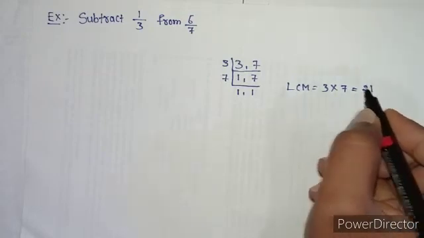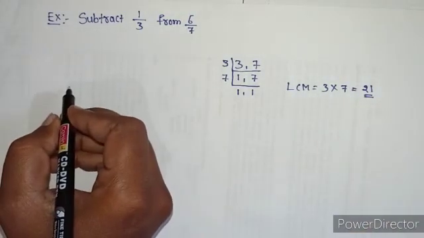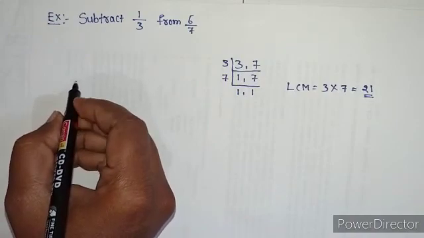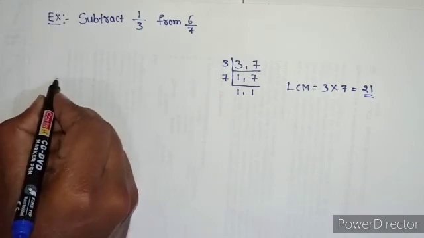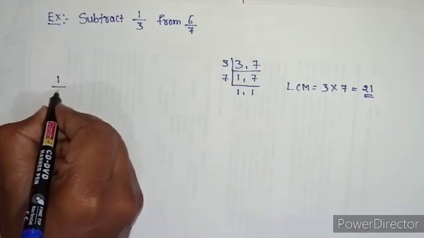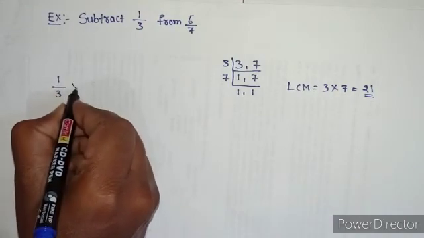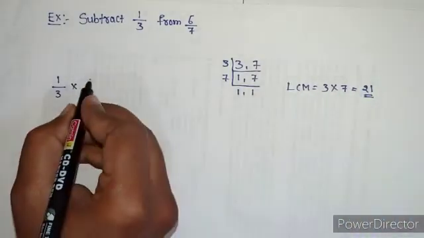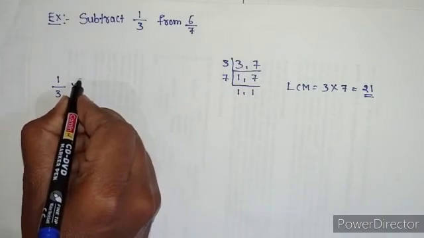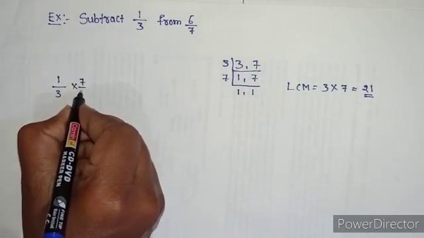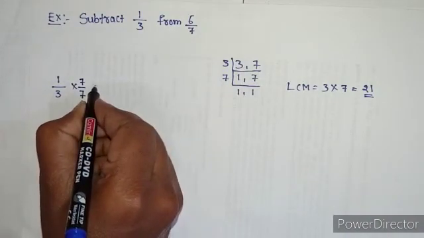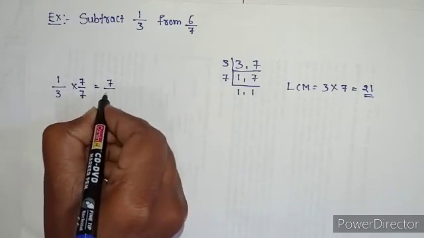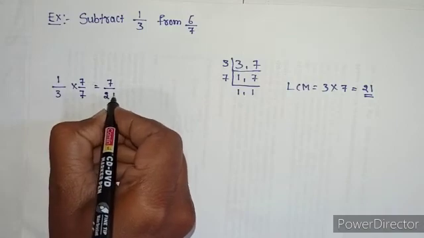Now we need to write the equivalent fraction with the LCM as the denominator. All of you see here, 1 by 3 into 7 over 7, because 3 sevens are 21. So 1 sevens are 7, and 3 sevens are 21.